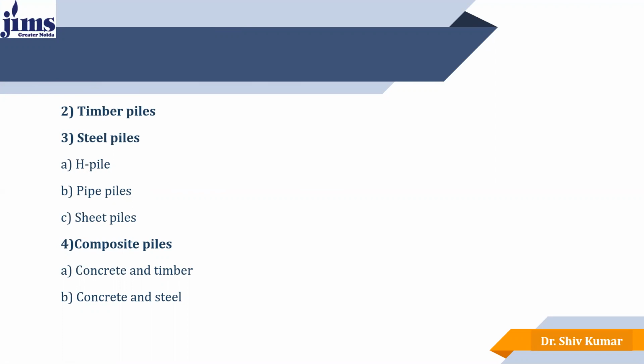So composite piles means the materials applied to cast the composite piles are 2 or more. So we have divided them into 2 categories. The first one is the concrete and timber, and the second one is the concrete and steel. There may be a third category, which may be timber and steel. So composite piles means 2 or more materials have been applied to cast the piles, which is known as the composite piles.